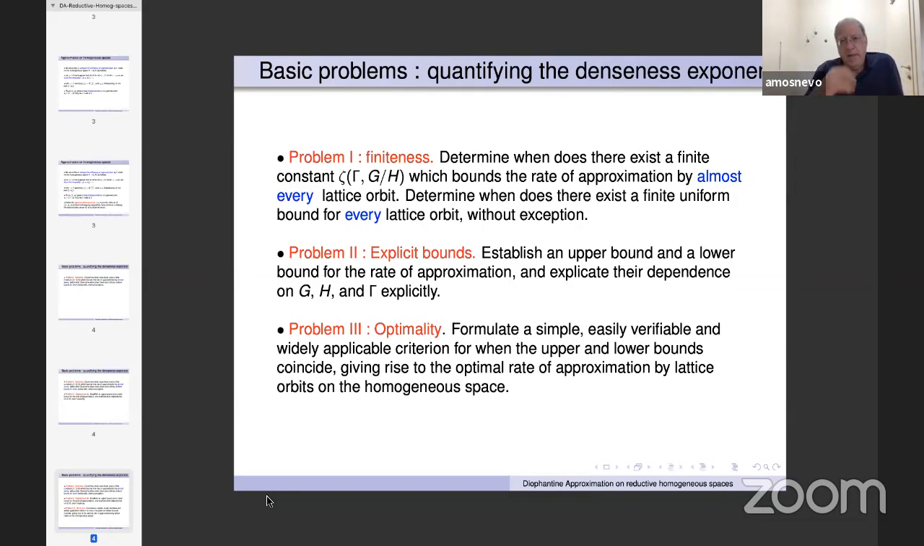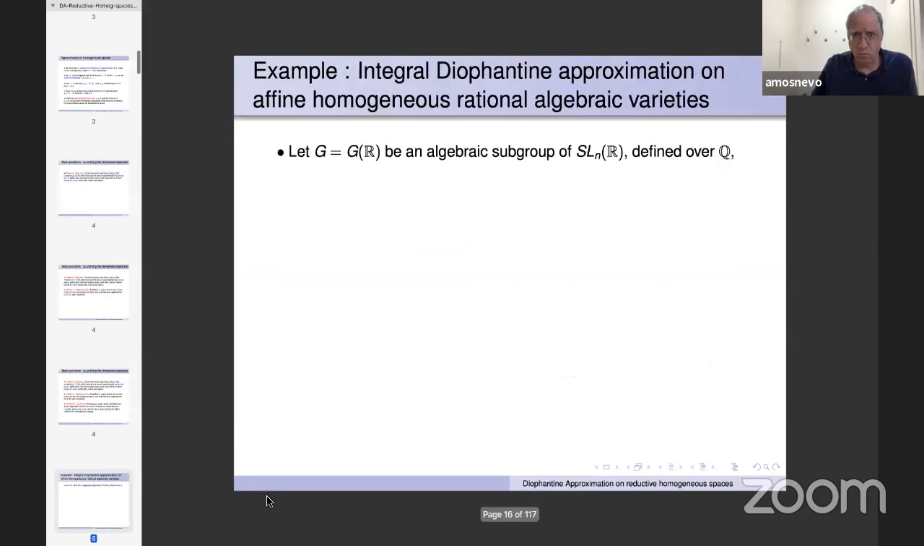Okay, so what I would like to do now is to give a context to this general problem and try to demonstrate that it really is both very natural and at the same time, it encompasses many, many cases or many, many examples. So the first example we're going to consider is integral Diophantine approximation on affine homogeneous rational algebraic varieties. And for this context, we have G, the real points of an algebraic subgroup of SL N defined over Q.